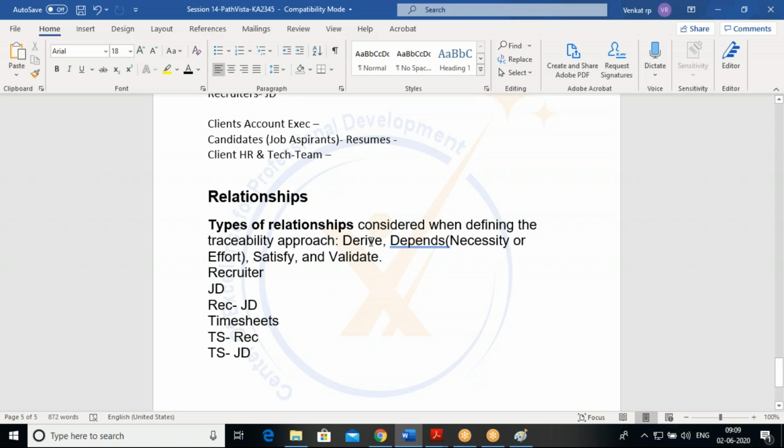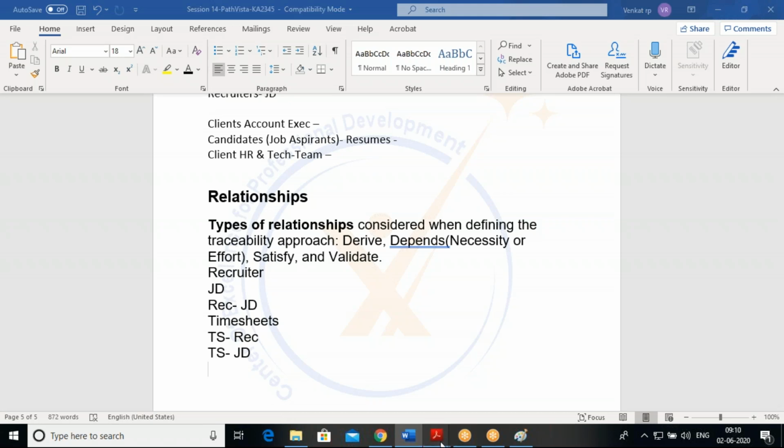So whether it is derived or dependent: if there are no JDs, there is no timesheet. So the timesheet is dependent on the JD, and efforts would be like that. You have to understand the approaches here, how it is going to happen. I want you to go through it, understand, and then give these relationships. Fine, got it? Got an idea about what we're trying to do?